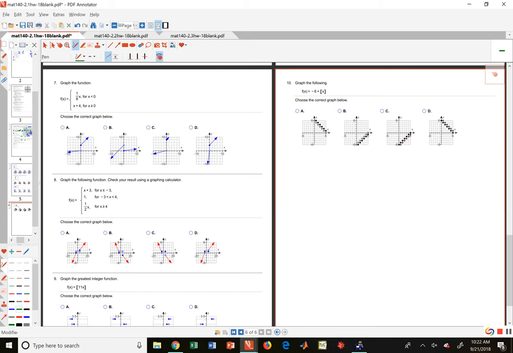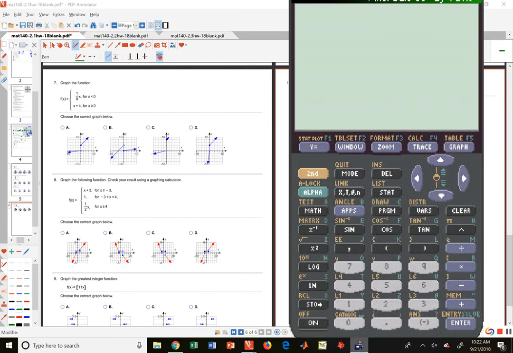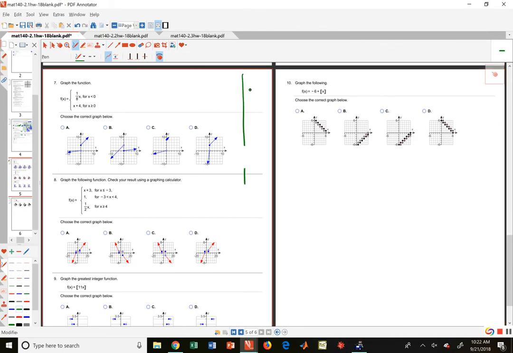Let's do a piecewise defined function. As you can see here, it says graph the function 1/8 x for x less than 0 and x plus 4 for x greater than or equal to 0. Now, you may not have a lot of experience with these, but the idea behind a piecewise defined function is it depends on what the x is how you determine what the f of x is.